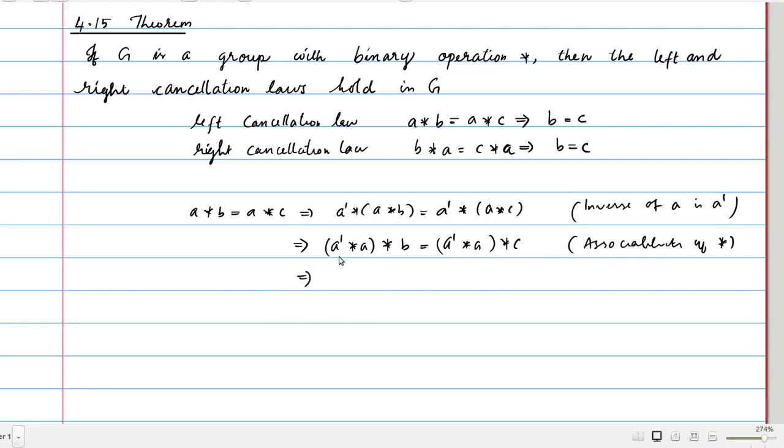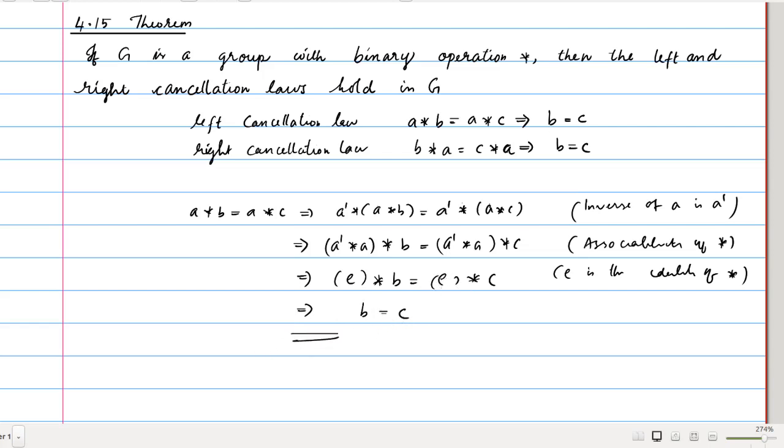This implies we know that A prime star A is the identity element, because these are the inverses. So E star B is equal to E star C, where E is the identity element of star. So this implies E star B is equal to B, since E is the identity, and E star C is equal to C. So this proves the left cancellation law.